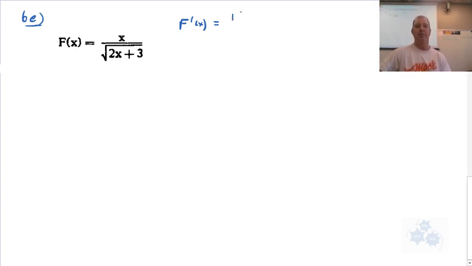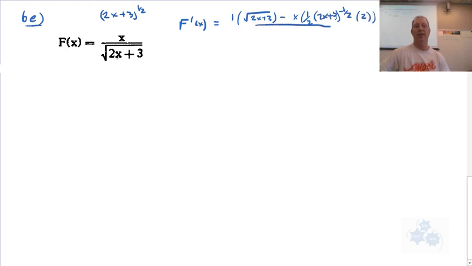So derivative of the top times the bottom, minus the top times the derivative of the bottom. Now the derivative of the bottom gets a little bit tricky. Treat this as a fractional exponent. So power and chain, right? So 1/2 (2x plus 3) to the negative 1/2 times 2, all over the bottom squared.